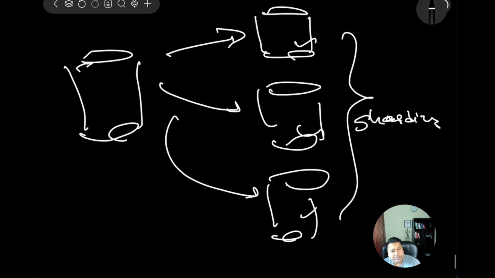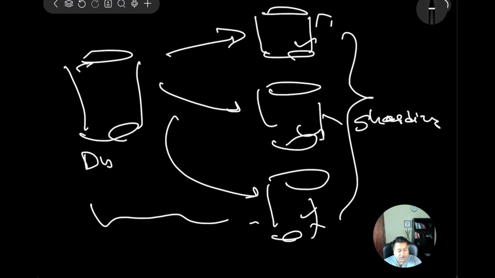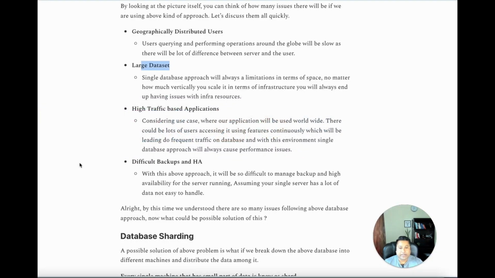And each of these machines will be known as a shard, and this whole architecture is based on shared nothing architecture. That means none of the shards is sharing anything with each other, right? So a big DB has been broken down into shard 1, shard 2 and shard 3, right? So that's the concept of sharding. So let's go back to the newsletter and understand.